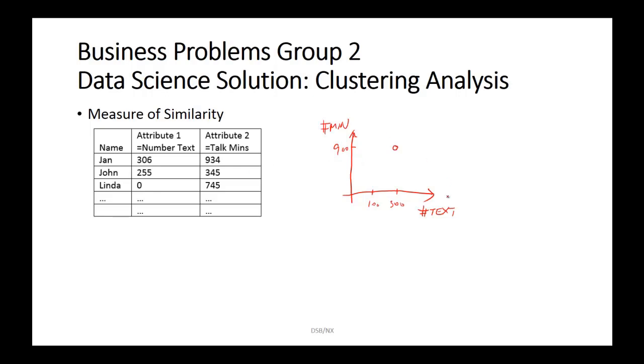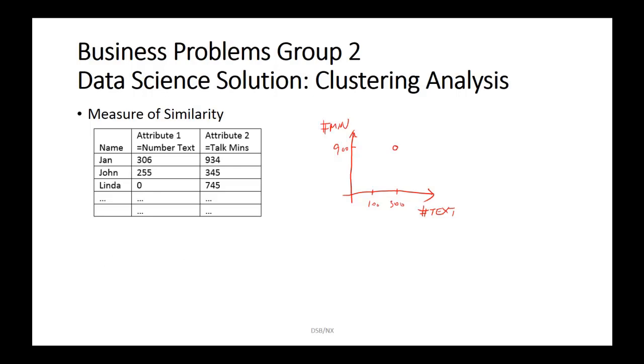So I want you to complete the scatter plot to represent all three persons. You might need to adjust the scale on each axis. And to answer the following two questions: which two of the three persons are more similar to each other? And what is the measure of similarity you used? Share your discovery at the discussion board.